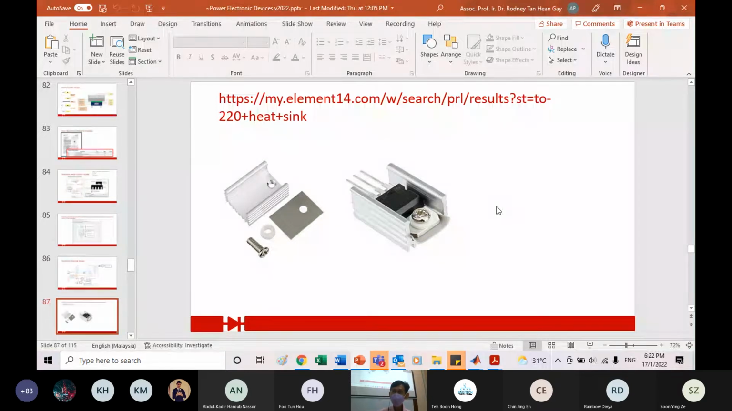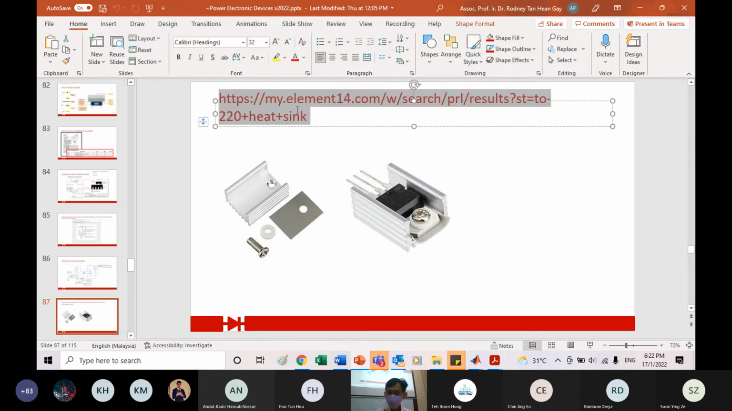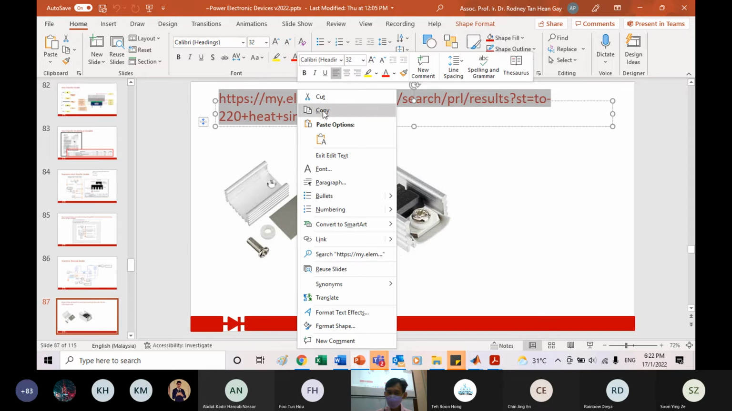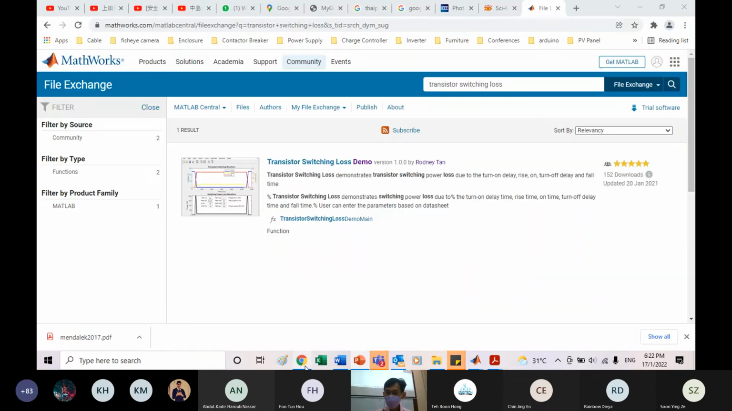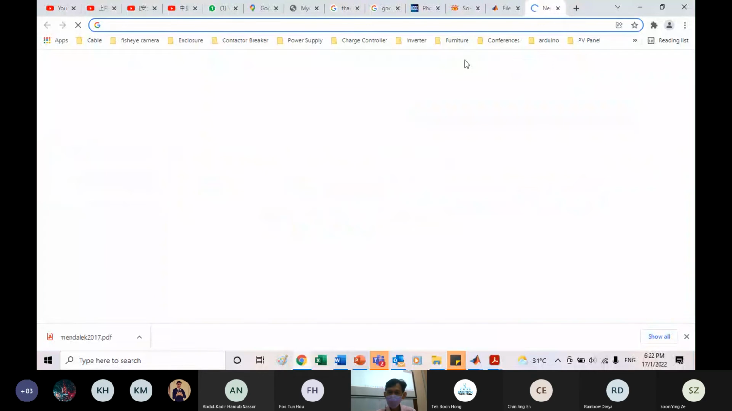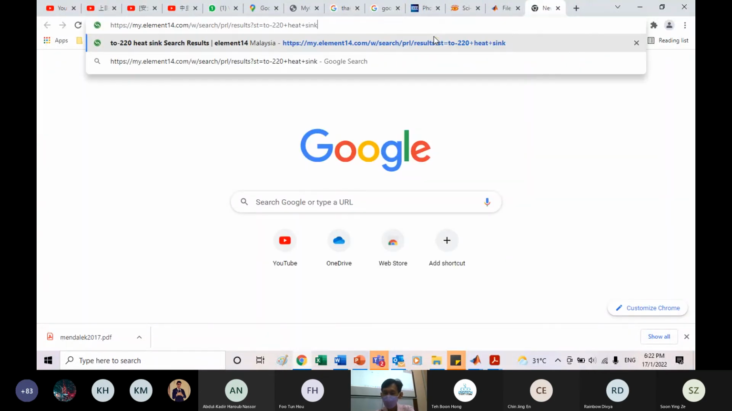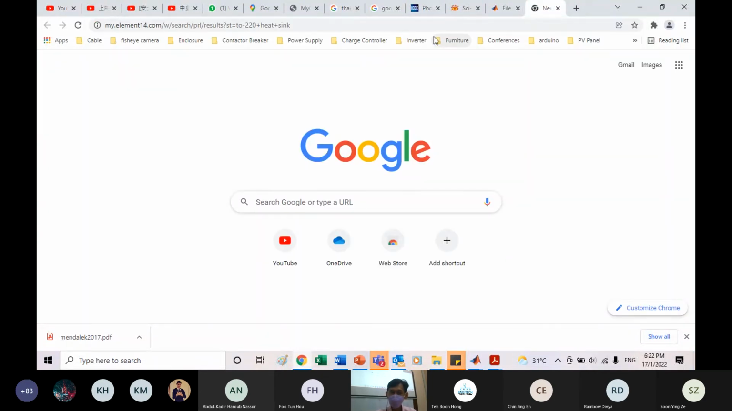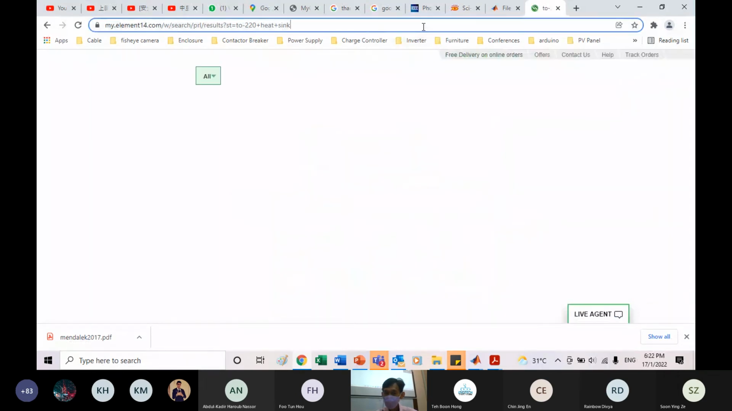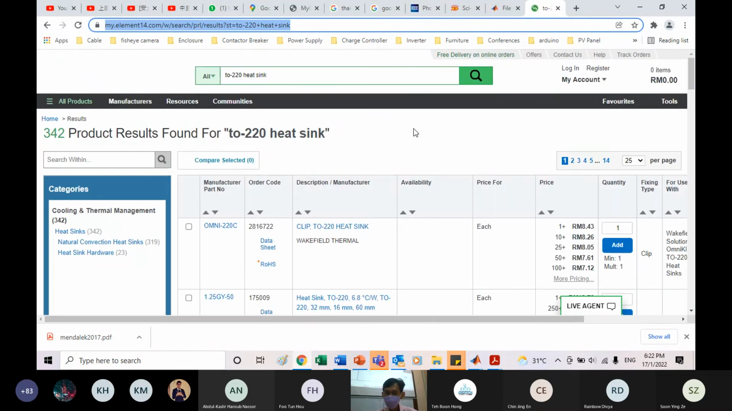Now for the heat sink, how do I know the thermal resistance of a given heat sink? For example, I have this heat sink, and of course I look it up on a website. I hope this website is still around. Sometimes Element14 just moves the product somewhere else and says the product cannot be found. Okay, got it.